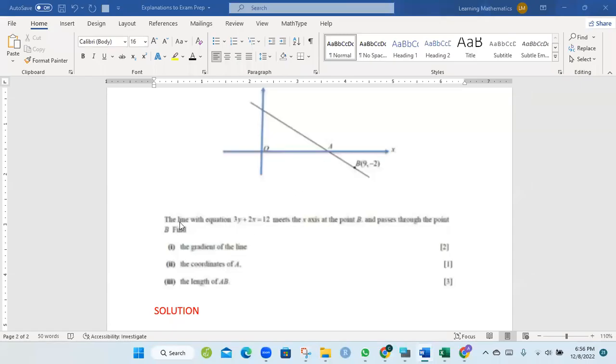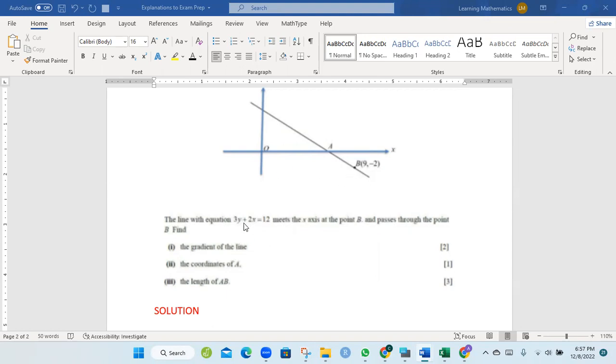This question says the line with equation 3y plus 2x is equal to 12 meets the x-axis at the point A and passes through the point B. Find the gradient of the line.